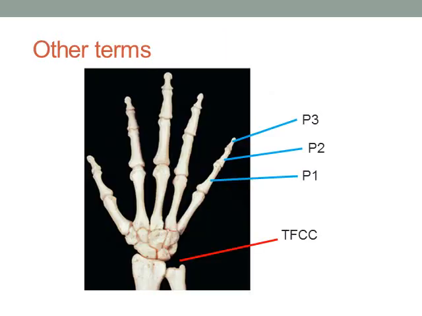Some other terms to be aware of are the TFCC. We'll cover this later, but it's the triangular fibrocartilage complex. You can't see it in this image, but I have a line going to where this would be. You've heard of the meniscus in your knee, I'm sure. This is a very similar structure.